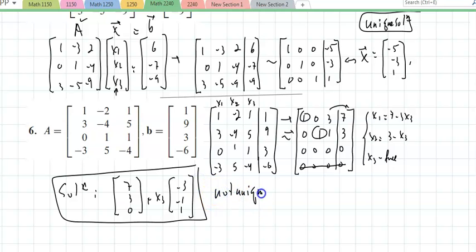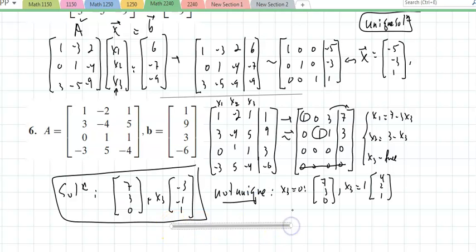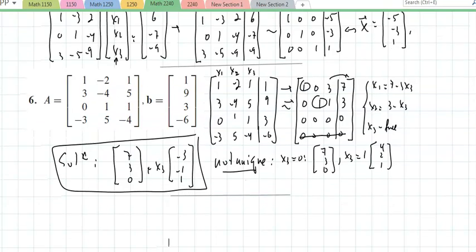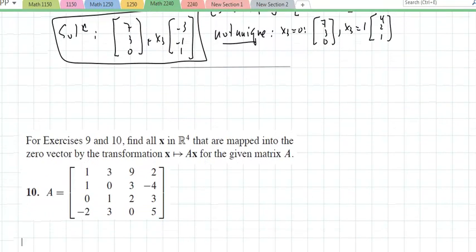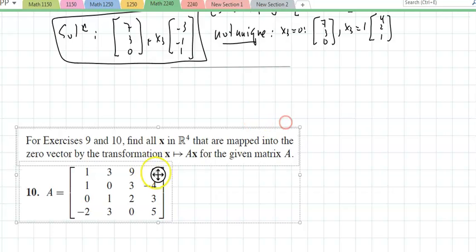And why is that? Well, because if x3 equals 0, I will get 7, 3, and 0. But if x3 equals 1, I will get 4, 2, and 1. So there are an infinite amount of solutions, which means it's not unique. And if it's unique, that means one thing, and if it's not unique, that's a totally different thing. Don't mix those.